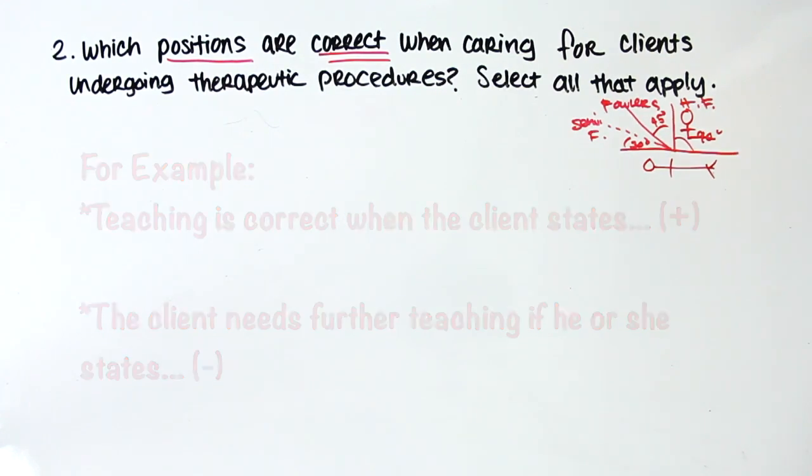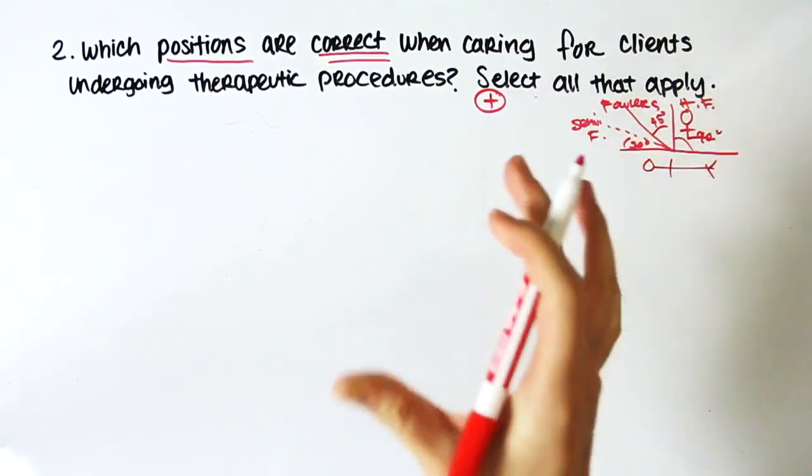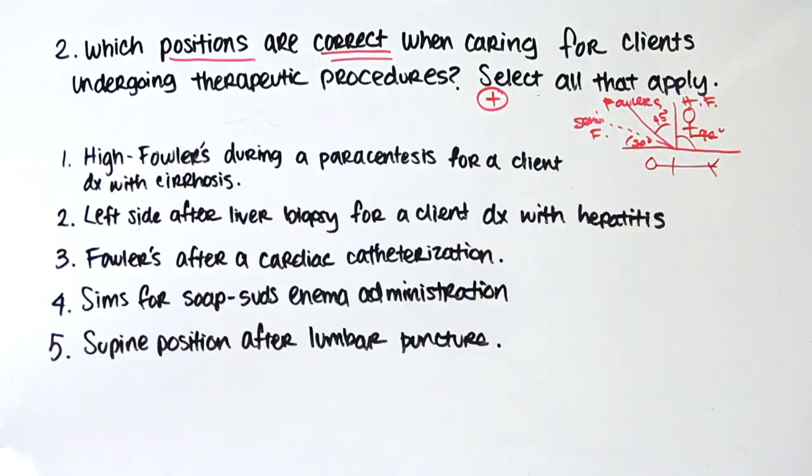And a little tip that I use when this comes about in questions, when it's like a negative inquiry or a positive inquiry, I put a plus sign on my paper or my whiteboard that they provide for you during the exam, just to keep your brain on track, because they will flip the script on you, I'm just saying. So which positions are correct when caring for clients undergoing therapeutic procedures? So we're looking for the good ones here. We're looking for the correct ones. Now let's show you the answer choices and go from there.